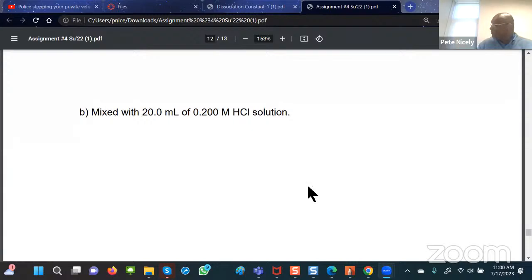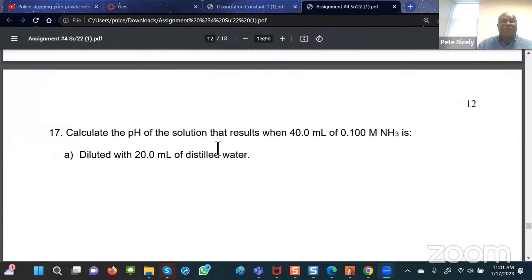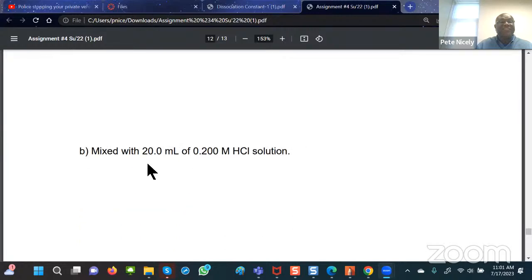So as you were saying, we're going to move on to 17B. Now remember, the original solution will be this right here. 40 mL of the 0.100 M ammonia solution. And to that, we're adding 20 mL of the 0.200 M solution of hydrochloric acid. As I said before, there's going to be a reaction between the hydrochloric acid and the ammonia. So what we have to do is figure out what will remain after the reaction takes place. And based on that, we're going to determine the pH.